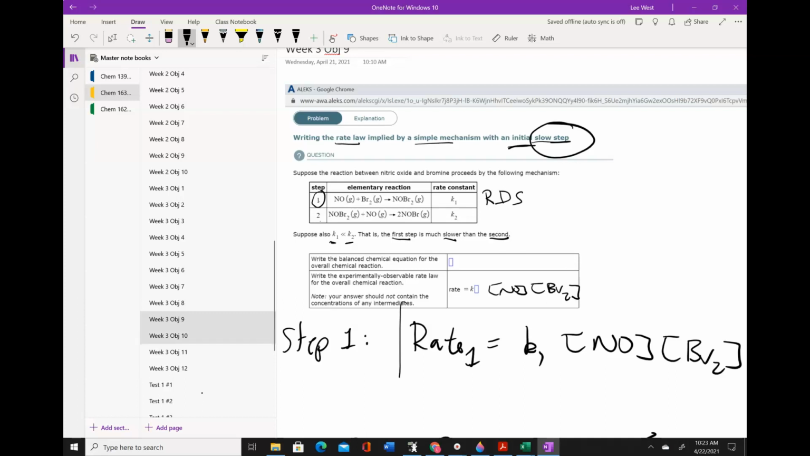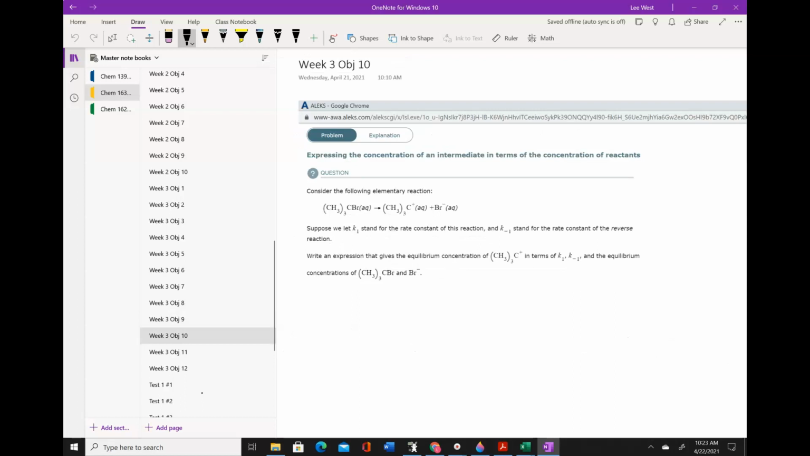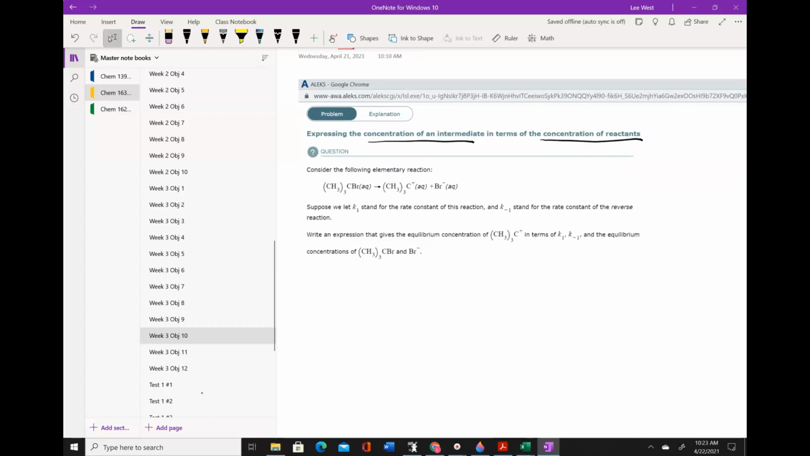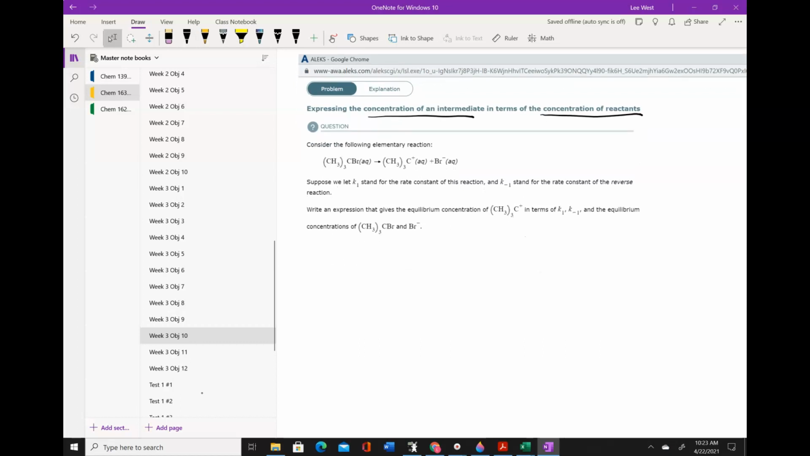We're going to slowly build up to being able to do that type of problem. So to be able to do that second type of problem, one of the key concepts is to be able to express the concentration of an intermediate in terms of reactant concentrations. So hopefully you see what I mean here. It says, consider the following elementary reaction, and it looks like it's a decomposition reaction, right? So we've got this compound here, breaks apart to give this cation and this anion, and this is an elementary reaction, right?